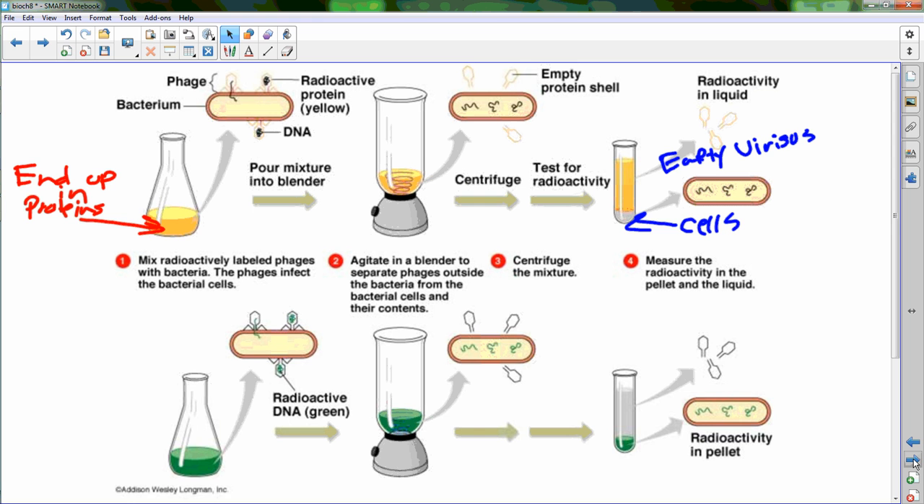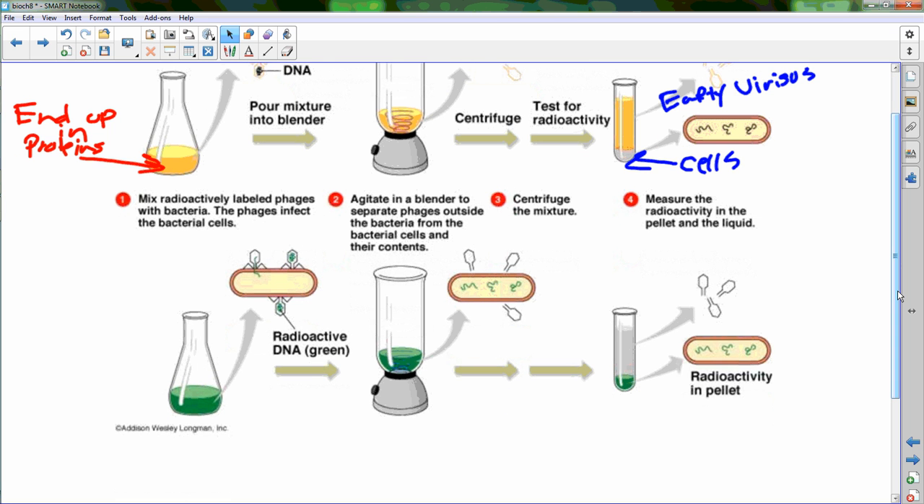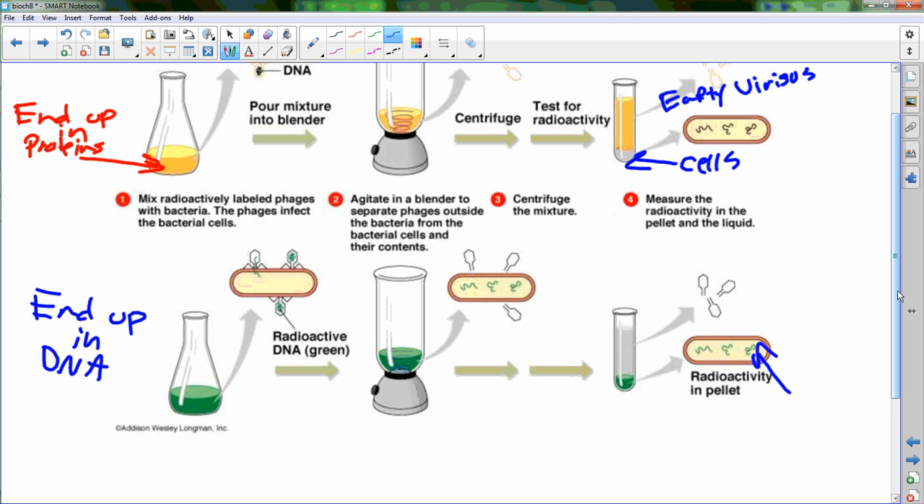Then they did the same experiment, except they changed their radioactive mixture right here, so this would end up in the DNA. Did the same experiment, and when they looked for the radioactivity, in this case, they realized the radioactivity was actually inside the cells.